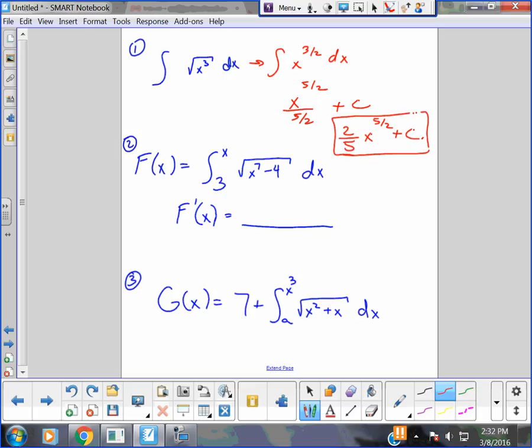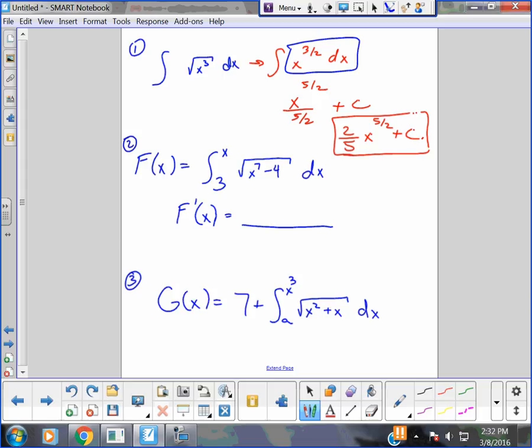And everybody, if you're not sure, take the derivative of that. 5/2 times 2/5 is 1. Take away 1 from 5/2 is 3/2. Oh, looky, looky. The derivative of my red box is my blue box. All right?